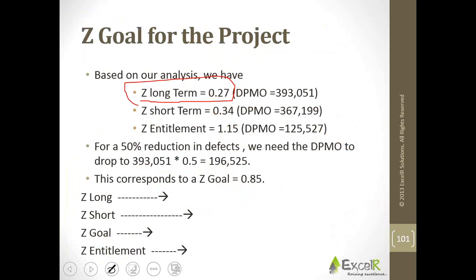Z value is 0.27. How am I making this statement? If the Z value is 0.27, how do you comment that DPMO is 393051? We don't want to do all the manual calculations because in real time we will not be given so much of time. So how to calculate this? So let me take you back to the sigma level table, and just remember this 0.27 and 393051.